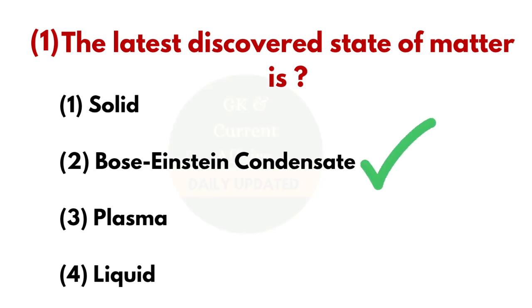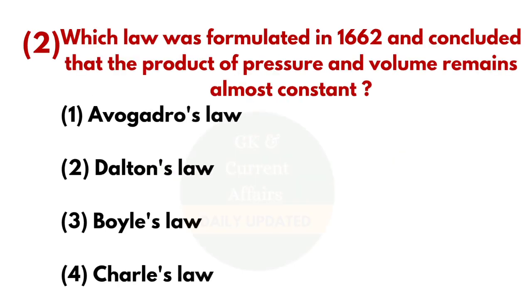The latest discovered state of matter is, and the answer is Bose-Einstein condensate. Second question, which law was formulated in 1662 and concluded that the product of pressure and volume remains almost constant? And the answer is Boyle's law.